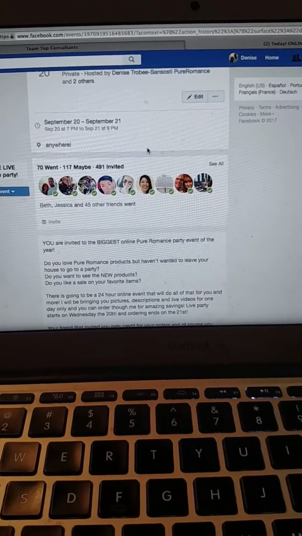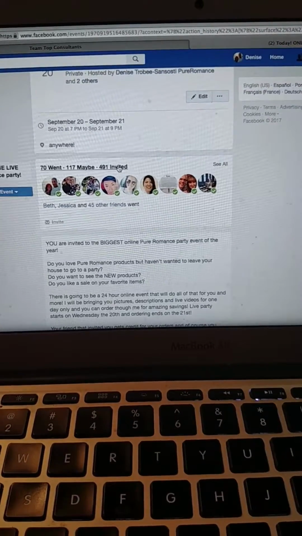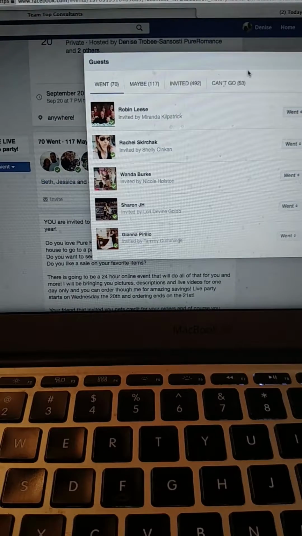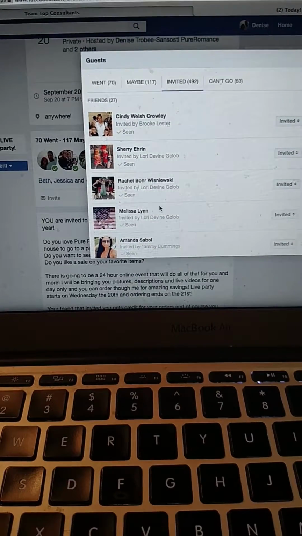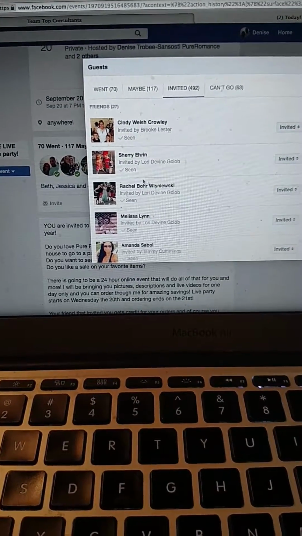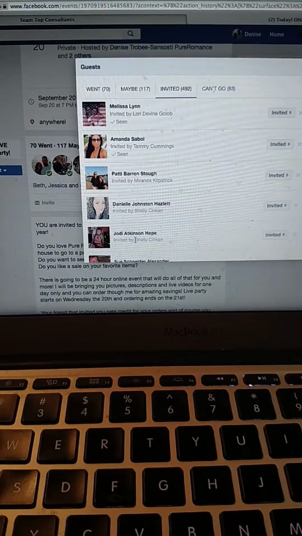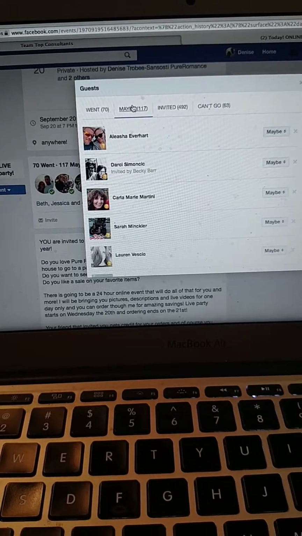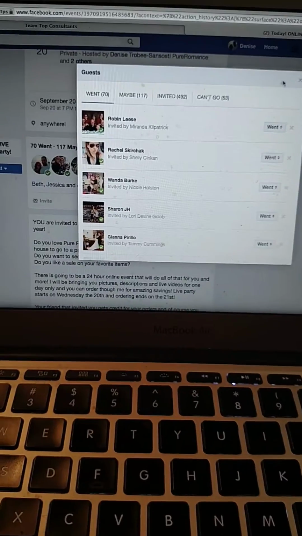I also made sure that anybody that didn't see the event, if you've ever noticed, you can see who's seen it and who has not. So I made sure all those people that didn't see it, I tried to move as many as possible into the maybe so that they could see what was going on in the event.